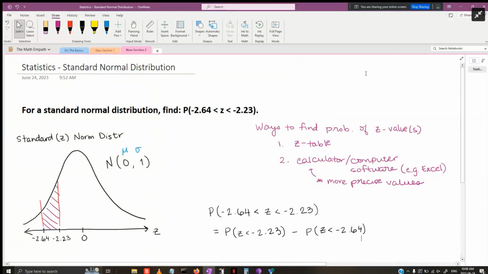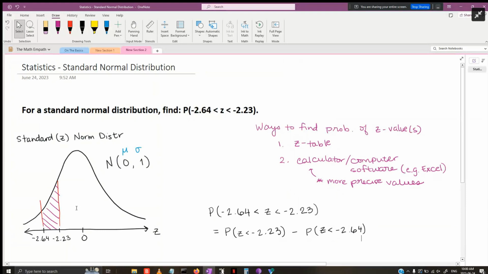Welcome into this video. We're going to cover a requested question on Wyzant dealing with the statistics of standard normal distribution. And you can see here it simply asks us to find the probability between two z values. So of the z, standard normal distribution, literally, right? And these two values are negative 2.64 and negative 2.23.